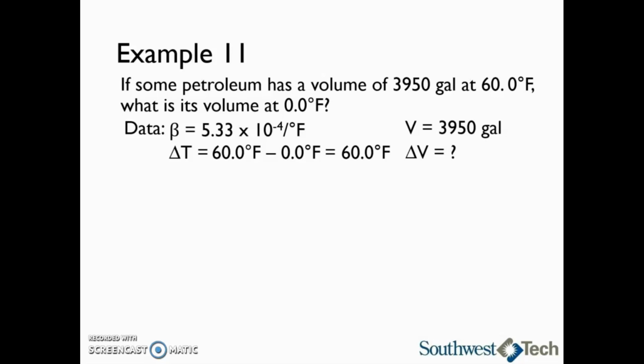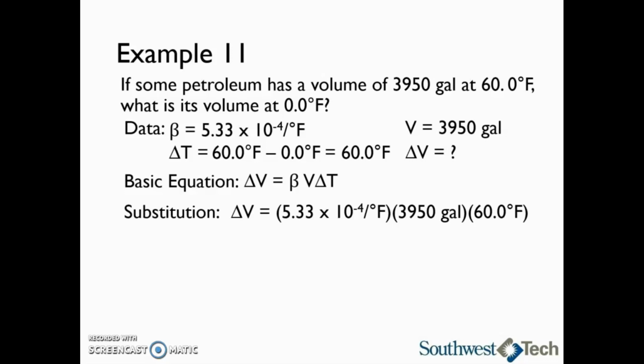The basic equation we need to solve this problem is that delta V equals beta times V times delta T. Substituting, we have delta V equals 5.33 times 10 to the minus 4 per degree Fahrenheit times 3,950 gallons times 60.0 degrees Fahrenheit. This gives us a change in volume of 126 gallons.